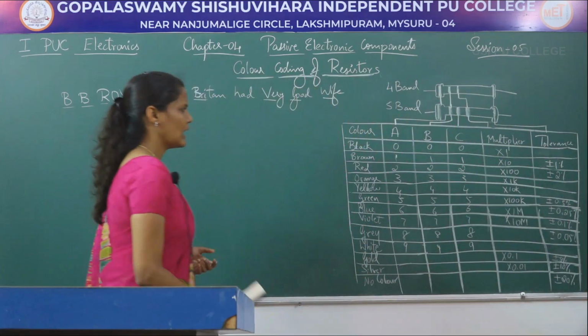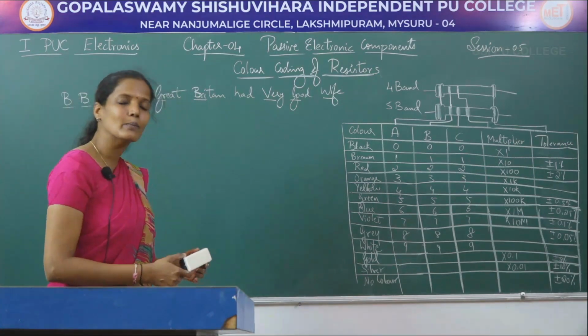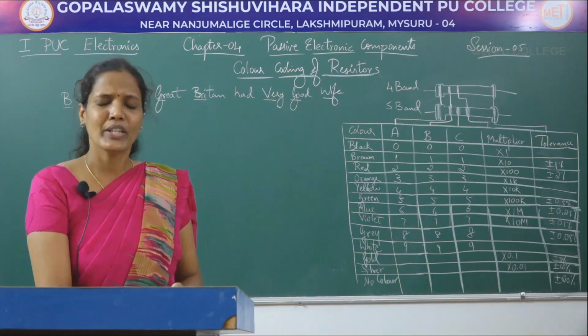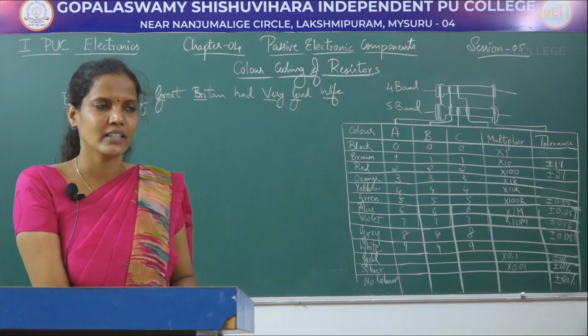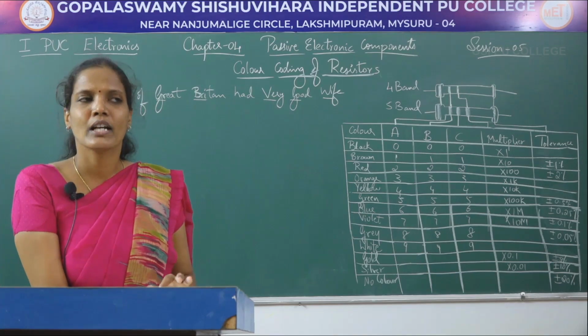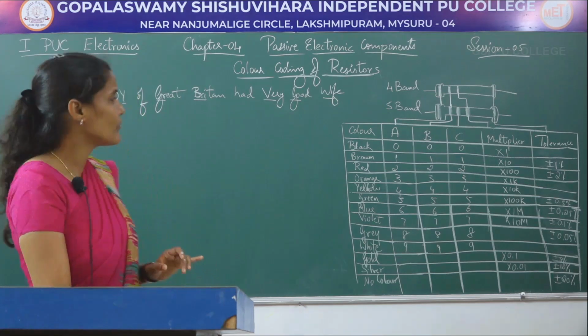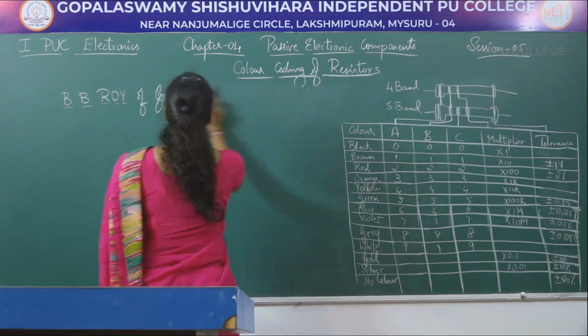So these are the tolerance values of different colors, and this is the color coding table with the help of which we will be able to find the resistance value of the given resistor. With the help of this color coding table, we have to find out the resistance value of the given resistor. For that, we are going to use a formula for a 4-band resistor and a 5-band resistor. For a 4-band resistor, the formula will be like this.